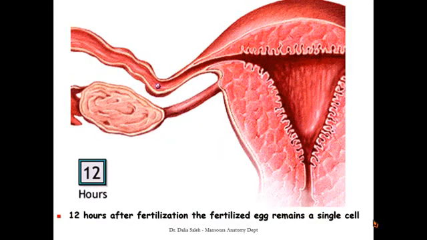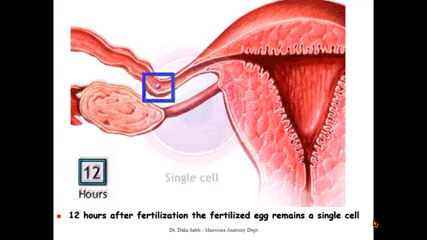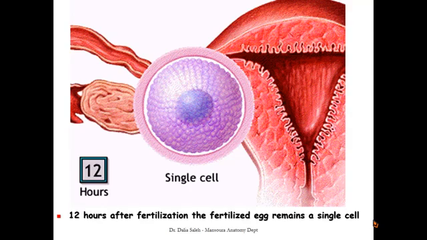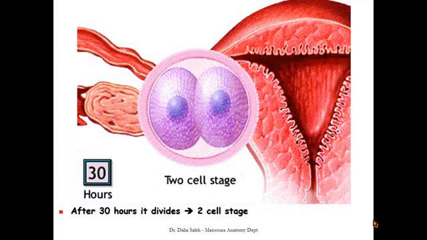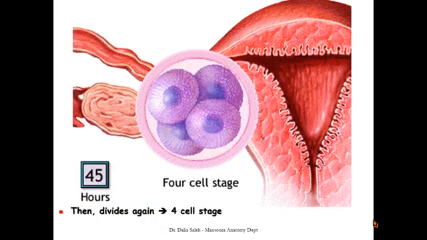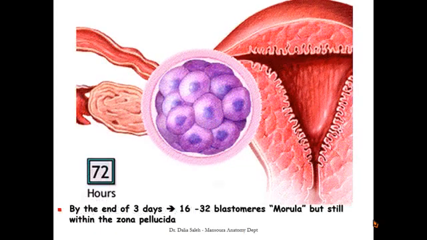Let me remind you first of the events that took place at the first week of development. 12 hours after fertilization, the fertilized egg remains as a single cell. If we enlarge this single cell stage here, this is the zygote made of 46 chromosomes and remains as a single cell. Then after 30 hours, it starts to divide and become two cells. We call it the two-cell stage. Then these two cells divide again and form the four-cell stage.